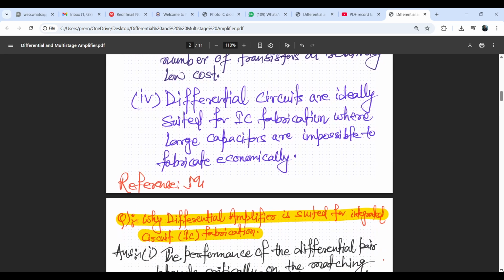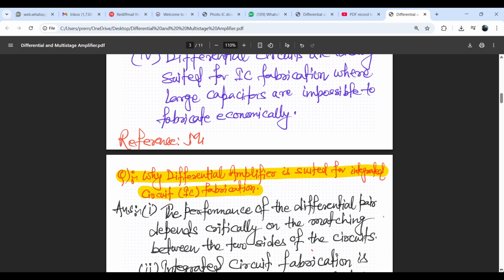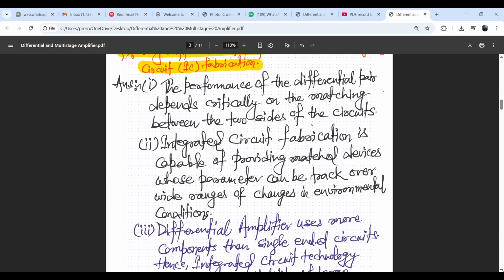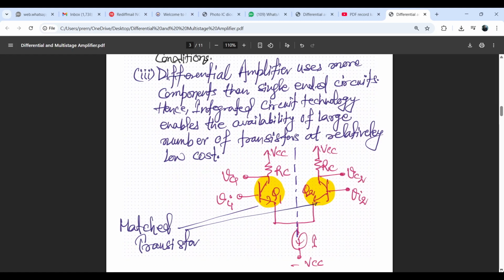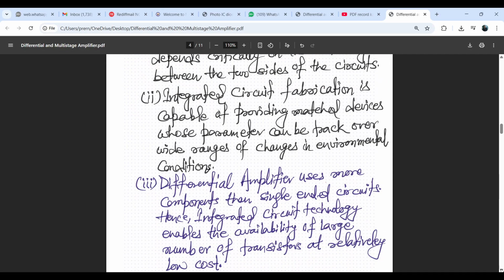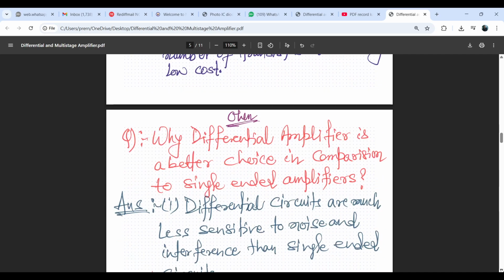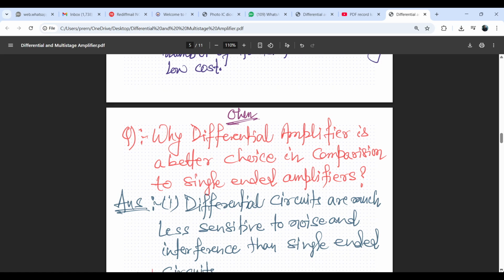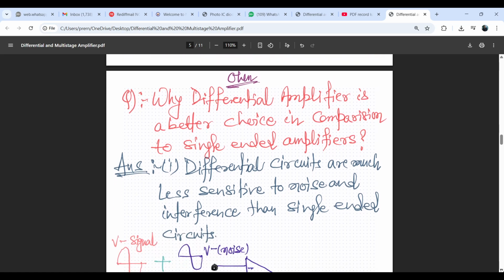Now, the first question was why the differential amplifier is suited for integrated circuit fabrication. That part, the same thing is written here, so that part we have cleared. Now we have to go for the next point. Why is a differential amplifier a better choice in comparison to a single-ended amplifier?